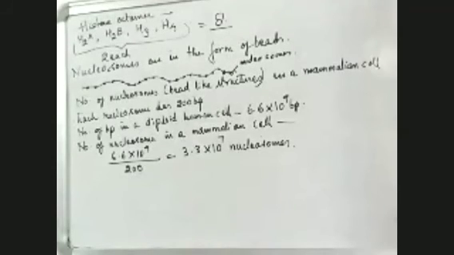How many nucleosomes are there in a mammalian cell? 3.3 into 10 raised to power 7. And how many histone proteins are in the octamer? 8: H2A, H2B, H3, and H4.